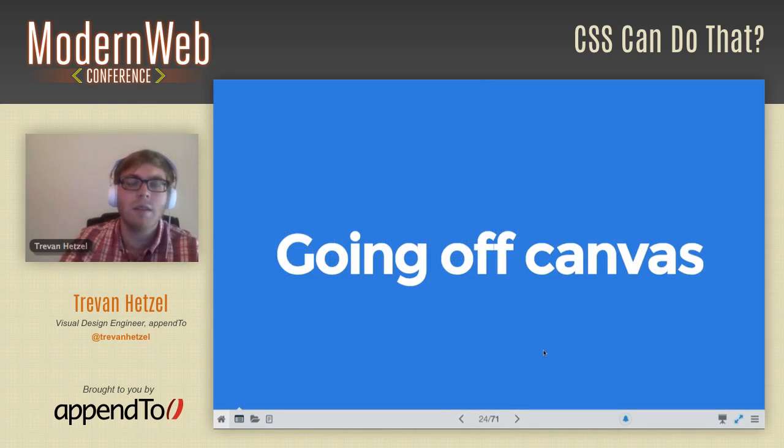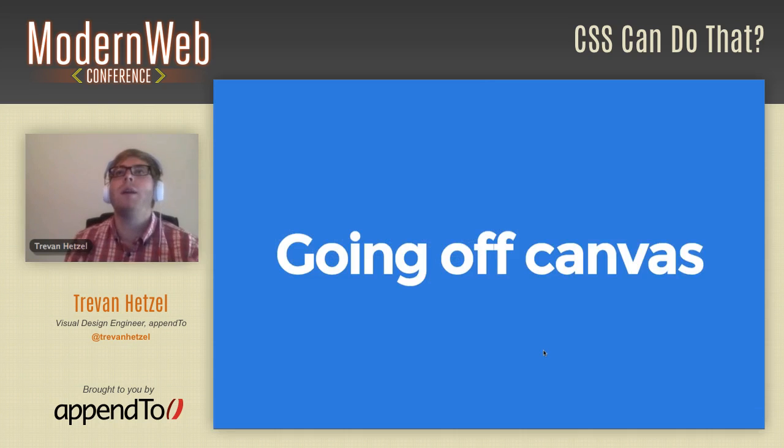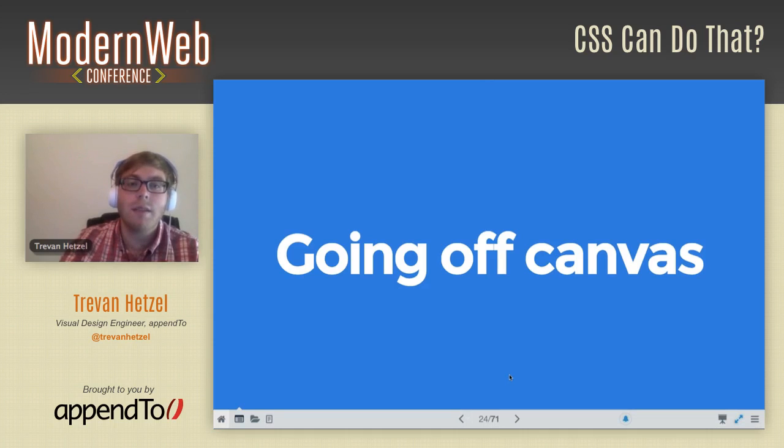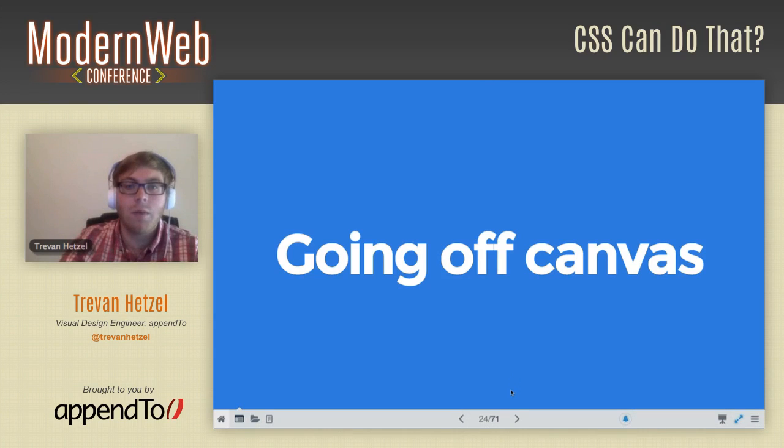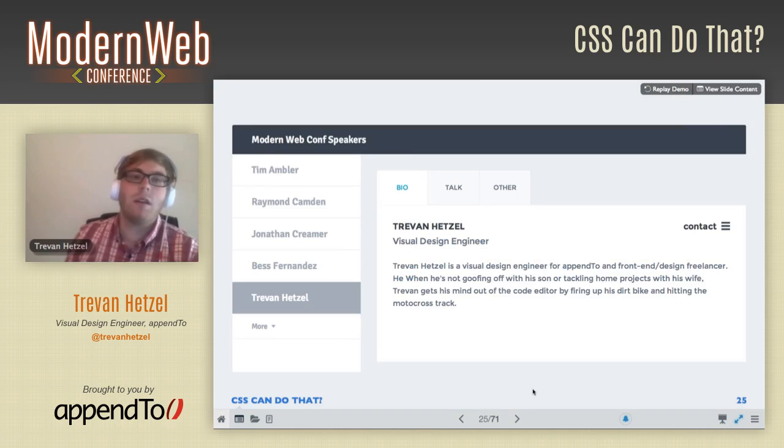So the next thing is we're going to go off canvas. Like I said, we all see it on our mobile devices. When you click the little hamburger icon, a lot of times content slides over and pushes the content that was there off the page. Well, we can do that with CSS, and this is actually on my personal blog, trevan.co. I'm using this same technique. So we can use it today in modern browsers, and even IE9.